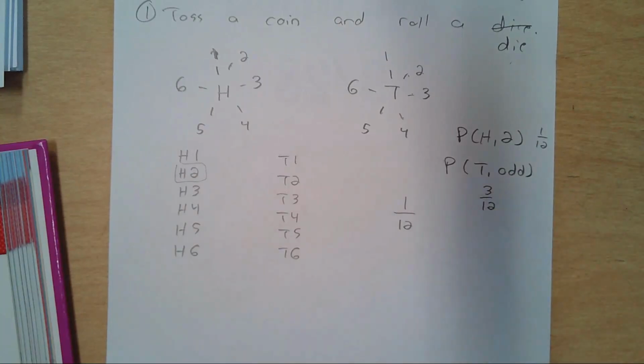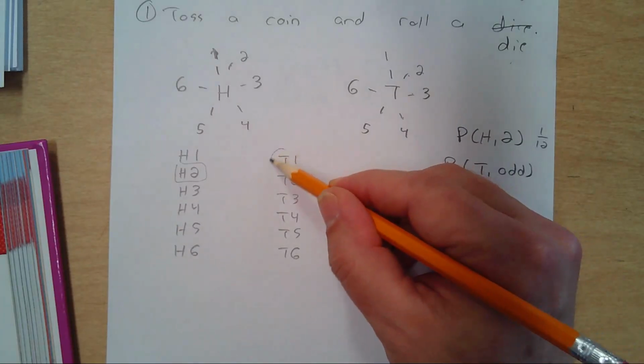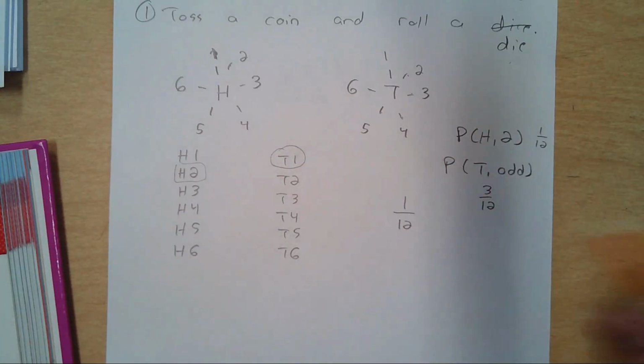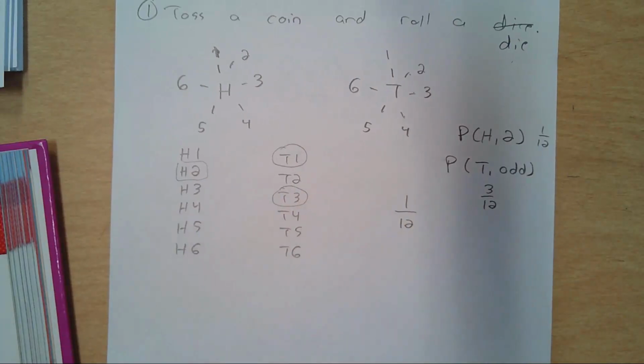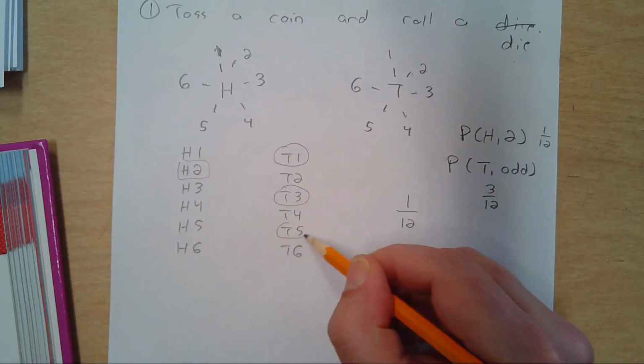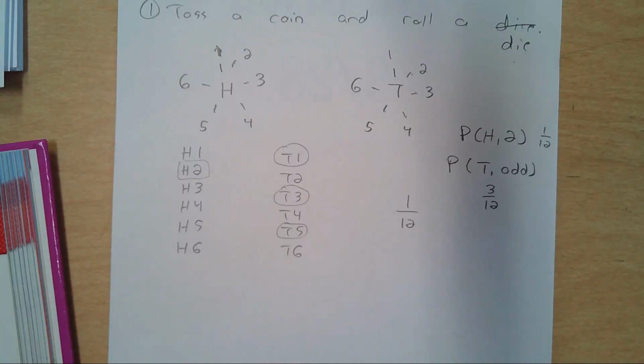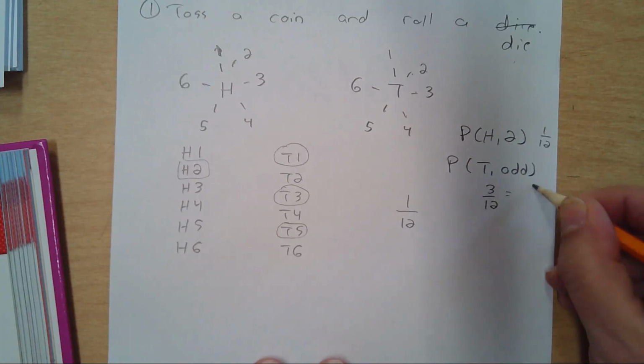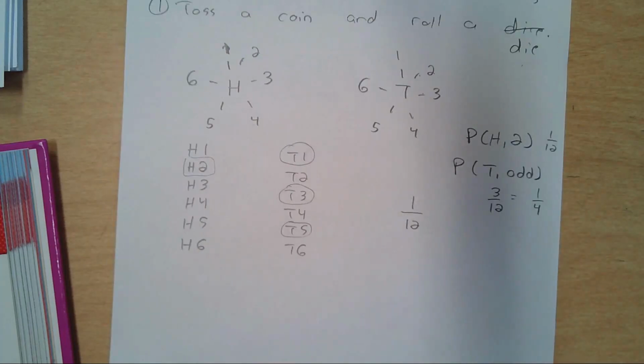And again, a tails and an odd, so you're asking yourself, what are my winners? Well, tails 1, that's a tails and an odd number. Tails 3, that's a tails and an odd number. And tails 5, that's a tails and an odd number. There are 3 winners out here of the 12 possible things that could happen. And yes, 1/4 is what the final answer would be. We always simplify just like yesterday.